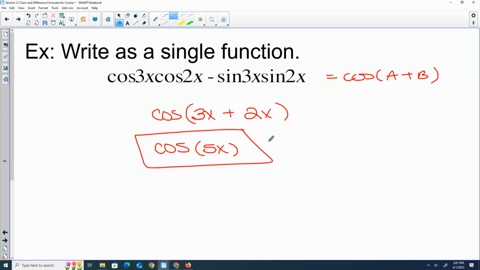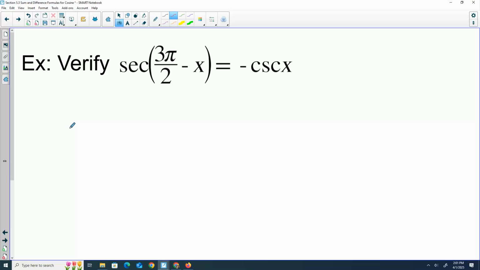Last problem of the day. I'm asking you to verify, I'm asking you to prove it. Which side would you box in?